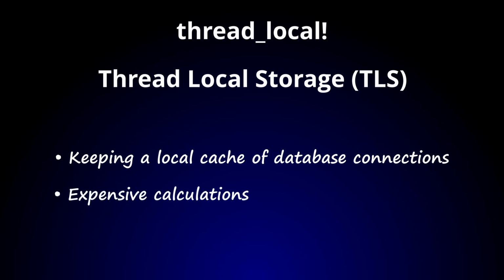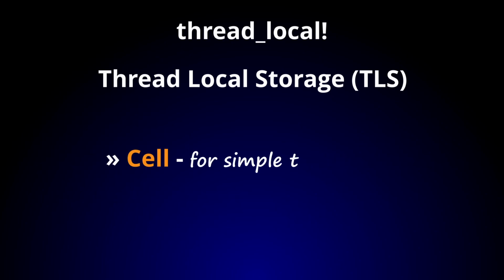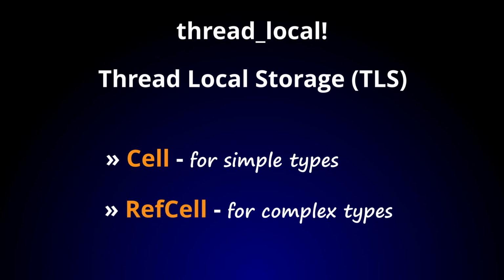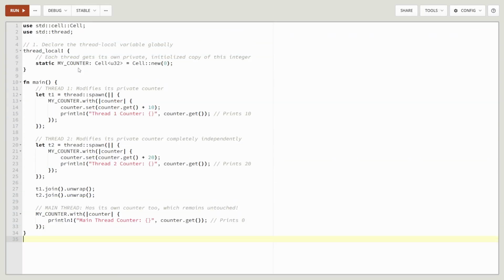By default, thread local data is immutable. To change it, you wrap the data in a container like cell for simple types like integers or ref cell for complex types like vectors or strings. In this example, we are using cell to create thread local variable.